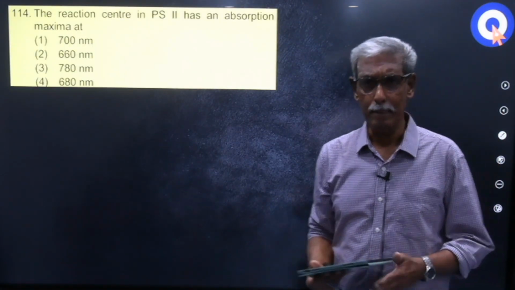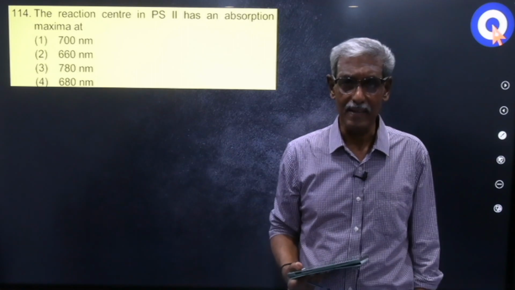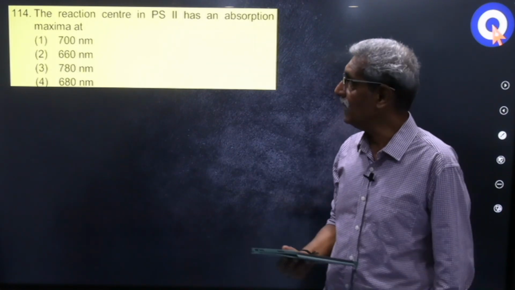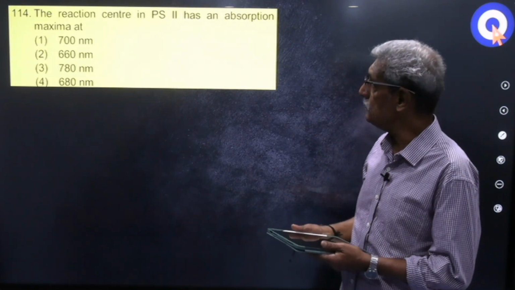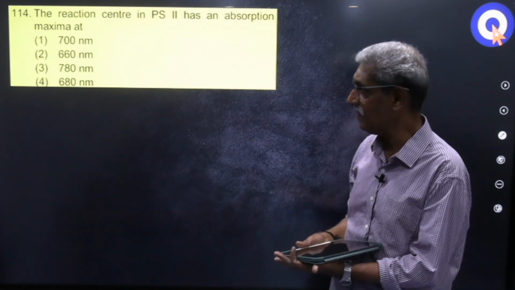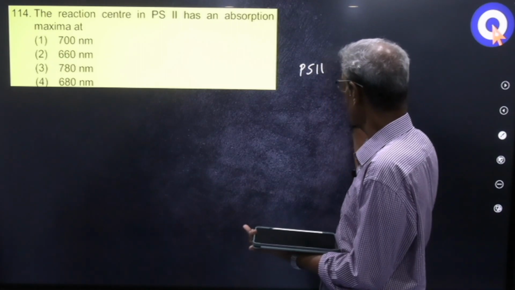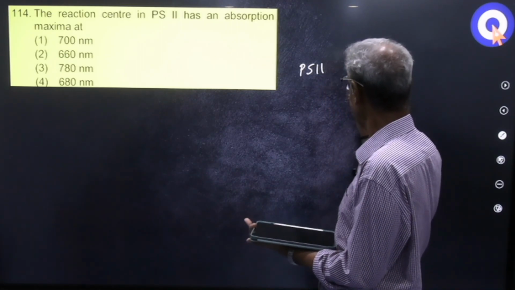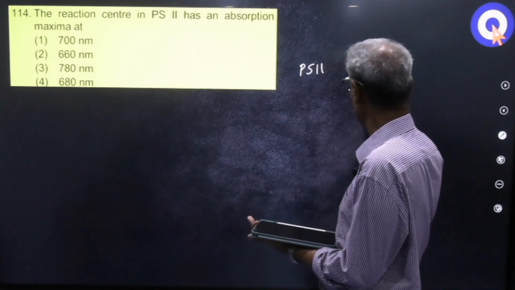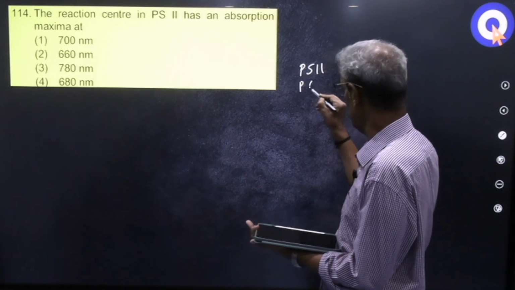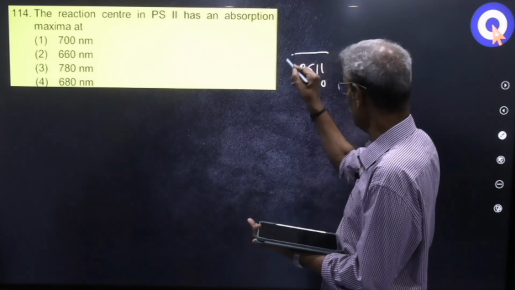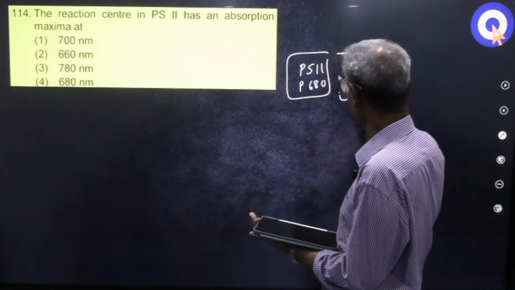Now let's come to a basic chapter called photosynthesis in higher plants. When you take photosynthesis in higher plants, remember the reaction center in PS2 has an absorption maxima of 680 nanometers, and PS1 is popularly called P700, while PS2 is called P680. We got two important photosystems.